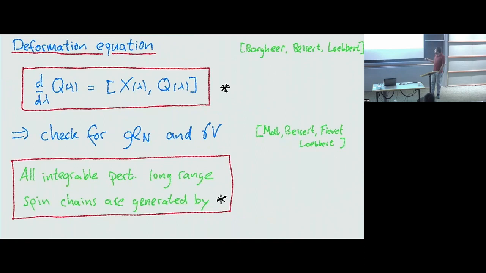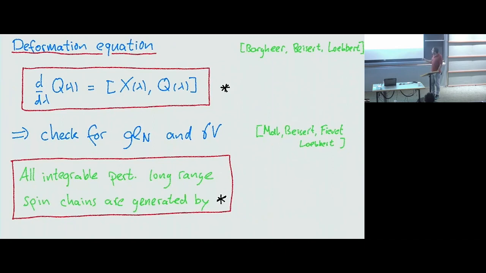Okay, so these types of deformations are generated by the deformation equation, which was derived by Bargheer, Beisert, and Loebbert, which basically means that the derivative of Q with respect to lambda is given by some commutator. And then, as was shown yesterday, it's very easy to check that such a solution will map a commuting set of charges to a commuting set of charges. And in this way, it's compatible with integrability.